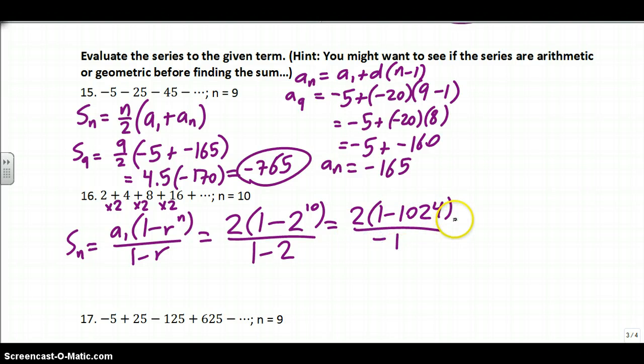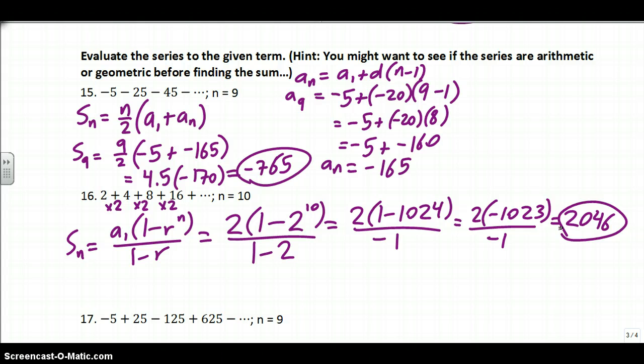over negative 1. So it'd be 2 times negative 1023 over negative 1. Obviously, the negatives here are just going to cancel, but anyway, you can take 2 times negative 1023 and divide by negative 1. You get positive 2046. That is your sum. If I were to take 2 plus 4 plus 8 plus 16 plus 32 plus 64 all the way up, I would get that sum. Okay?